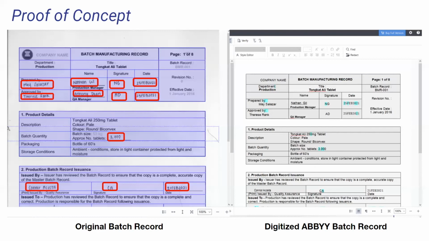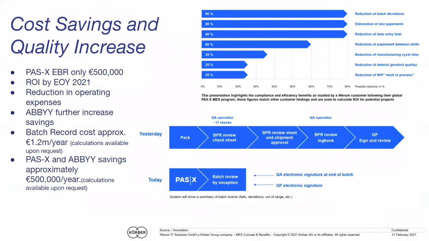Next, Jared is going to talk about the cost savings and quality increase of the proposed solution. Cost savings and quality increases. Here we can see just how astonishing the cost savings and increase in quality can be with the implementation of the Pathfix software. We can also see the change in the batch record creation, review, and approval process using Pathfix. Yesterday represents how our client site handles batch records. Today represents how we will handle batch records once Pathfix is implemented.